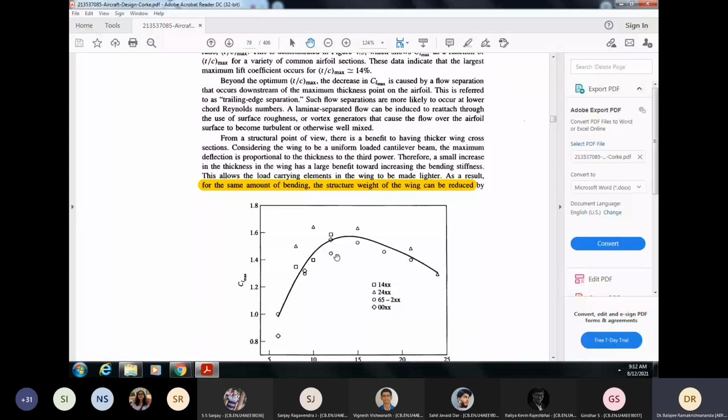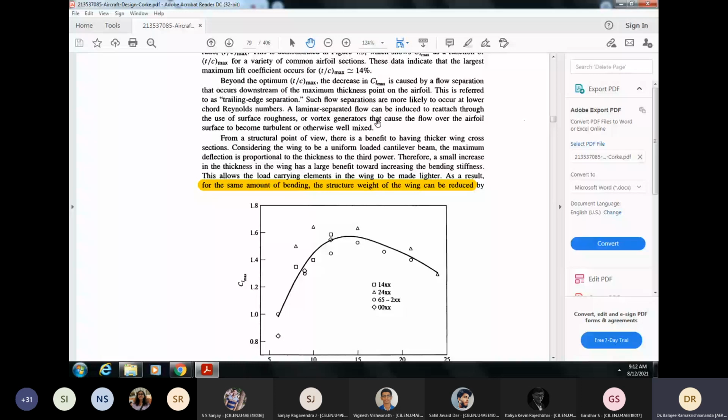So from the structural point of view, now, one more thing. A laminar separated flow can be induced to reattach through the use of surface roughness. So if you need, you can use all these tricks, or vortex generators. You might have seen vortex generators on the wing. These are very small strips which cause the flow on the airfoil surface to become turbulent, so it becomes well mixed and separation is delayed.